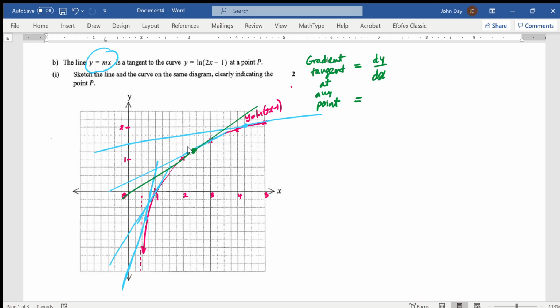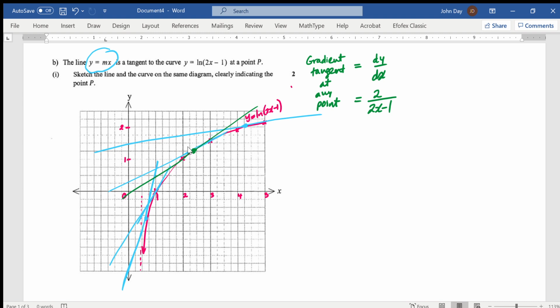And I do, because the actual curve is natural log of 2x minus 1, so the derivative is 2 on 2x minus 1. Now you can find that on the formula sheet, the derivative of the function over the function itself for the derivative of a natural logarithm. So that's the gradient of the tangent at any particular point.